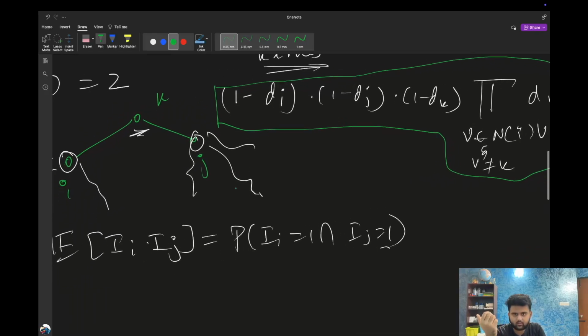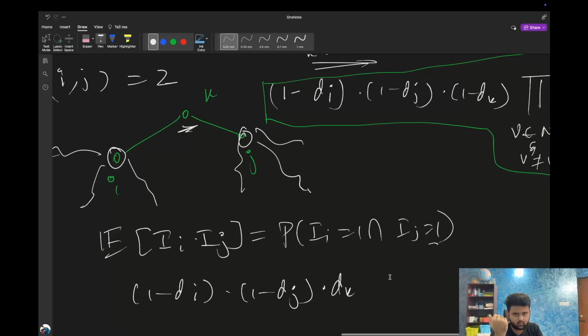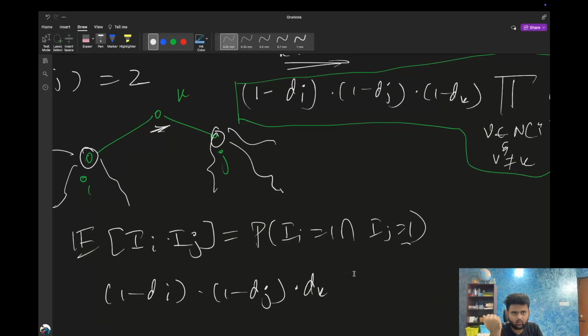Now if K dies, one of its neighbors from here would live. So that would be 1 minus DI times 1 minus DJ times dK, since we know it's dying, and now we would have some neighbor of it living. So how do we tackle this scenario? Probability exactly one neighbor lives.